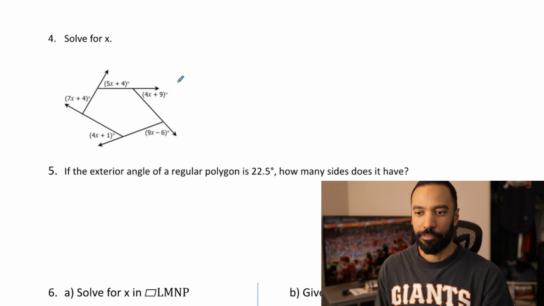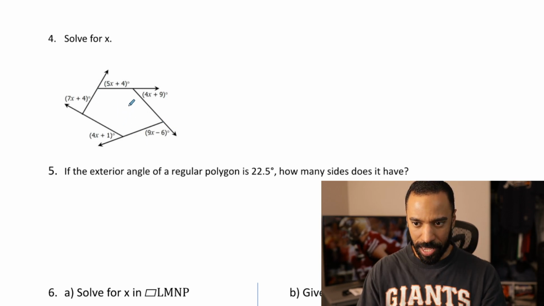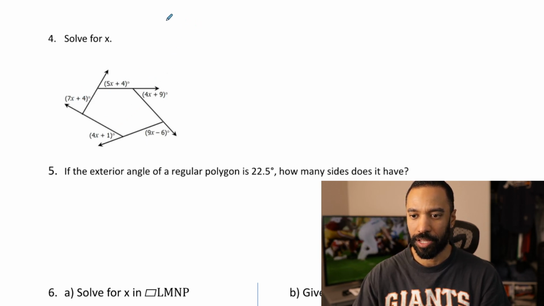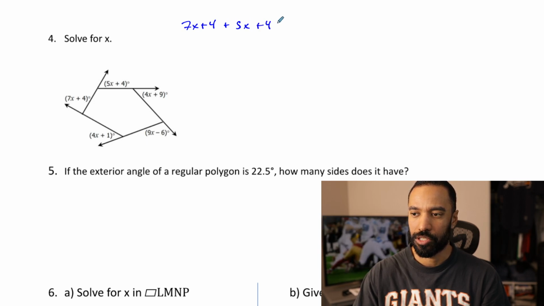Let's solve for x at number 4. Once again, you're looking at a visual of exterior angles. It does not matter that it is a pentagon, a 5-sided shape. The sum is still 360 degrees. So I'm going to start from here and work around the clock. I got 7x plus 4 degrees, and so on and so forth.